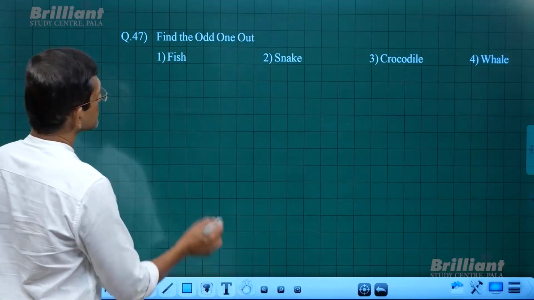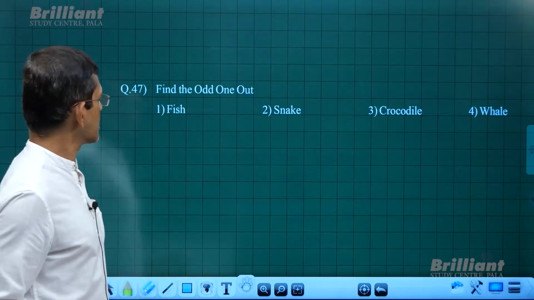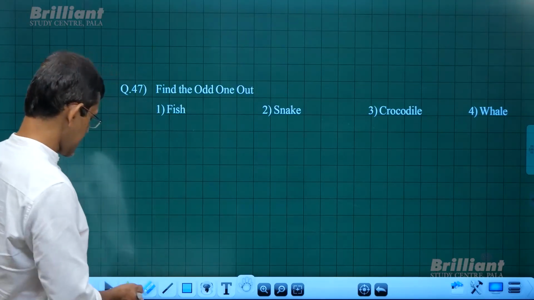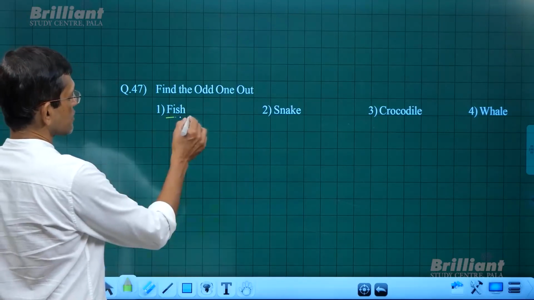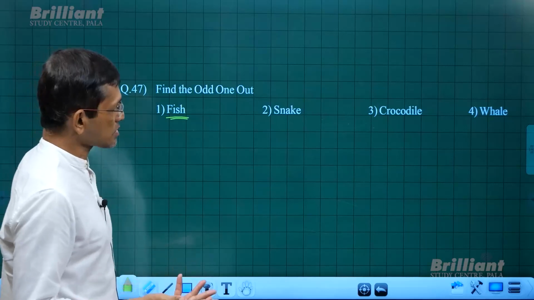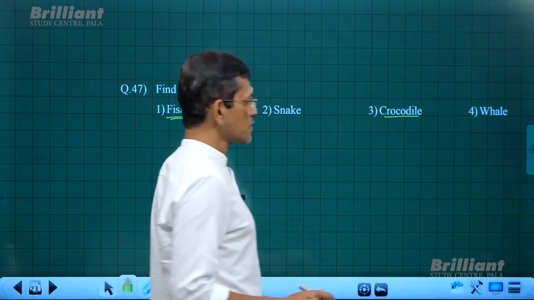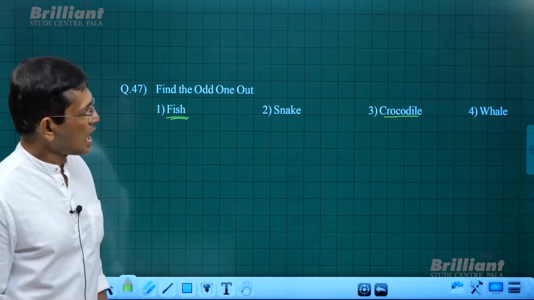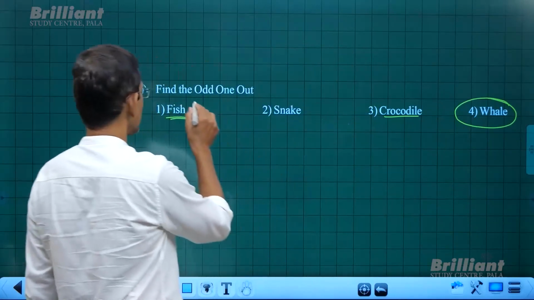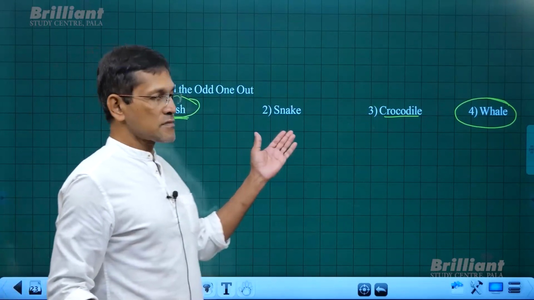Number 47. Find the odd one out, the one which is different from the group. Fish, snake, crocodile, and whale. That's interesting. Well, fish is always in the water. Snake can be in the water. There are water snakes. Crocodile, it's an amphibian, right? So it is sometimes in the water, sometimes it's not in the water. And whale is not always in the water. So fish and whales are always in the water. Then snake, there are water snakes.